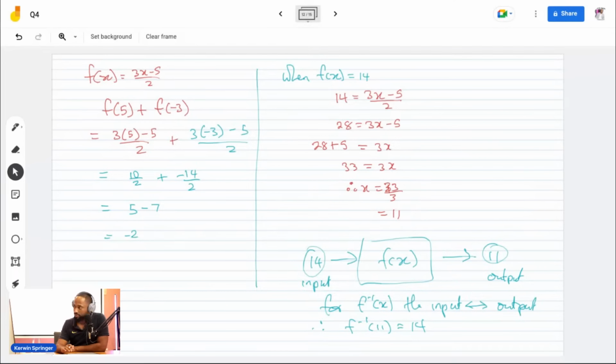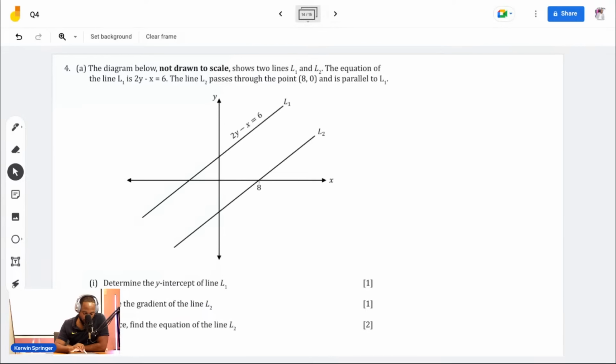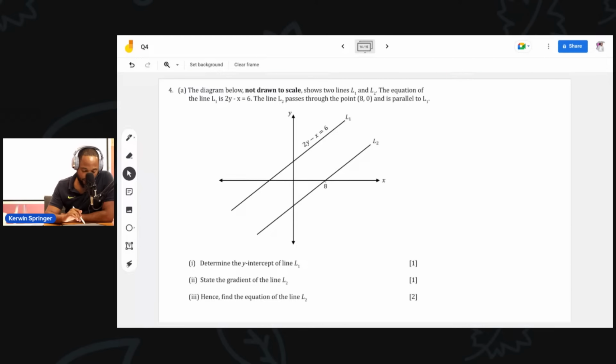Slide 14. The diagram below, not drawn to scale, shows two lines, L1 and L2. The equation of the line L1 is given, and for line L2 there is no equation. It passes through the point (8, 0), and it's parallel. If it's parallel, we know what to do already: same gradient. Determine the y-intercept of L1.